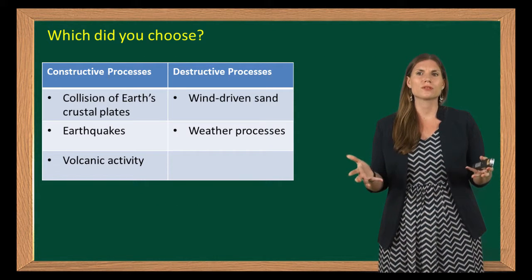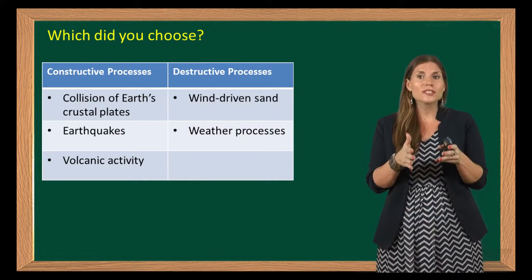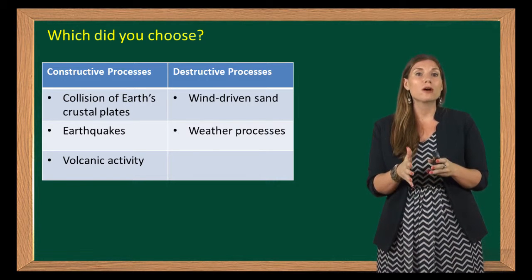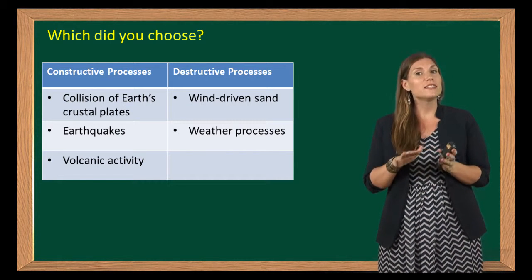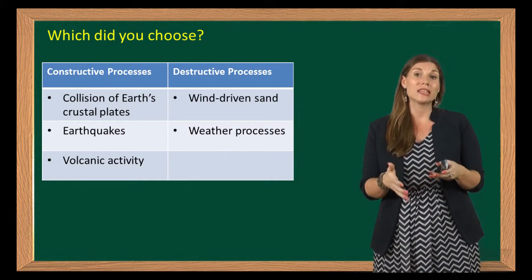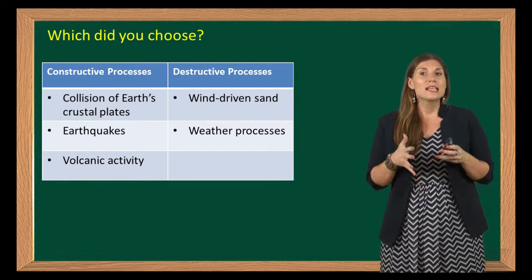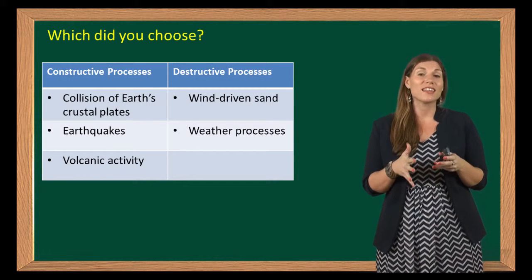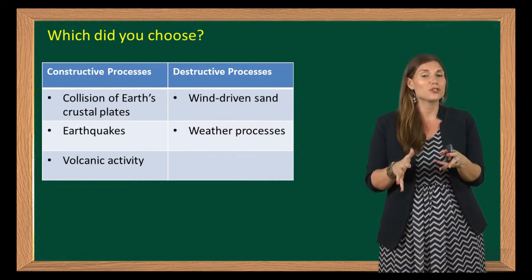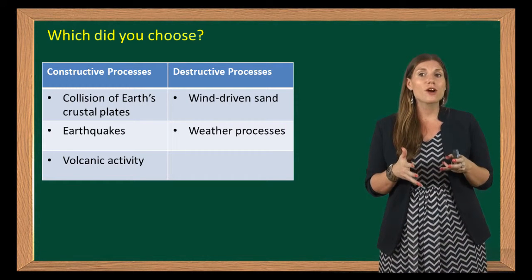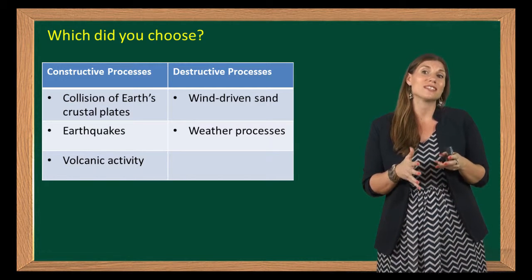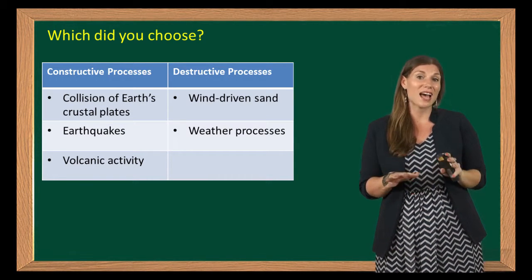Okay, so what did you choose? All of the choices in the constructive processes column were mentioned in the passage as a process by which mountains are formed. All in the destructive process were mentioned in the passage as a destructive force that wears away the land. Separations of continents does not belong in the table because it is not mentioned in the passage as either a constructive or a destructive process. Formation of grass roots in soil does not belong in the table because it is not mentioned in the passage as either a constructive or destructive process either.